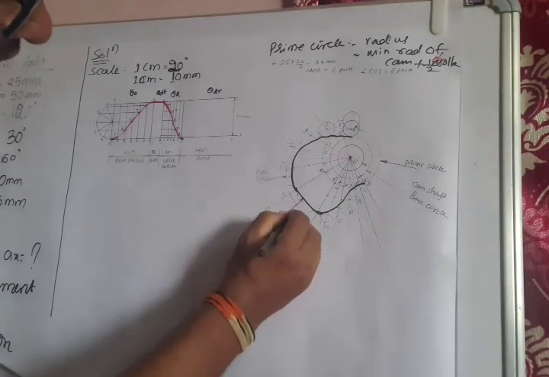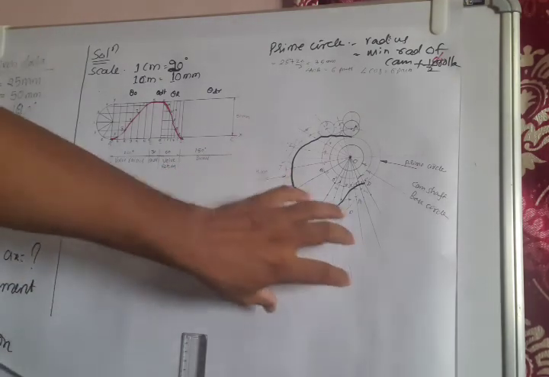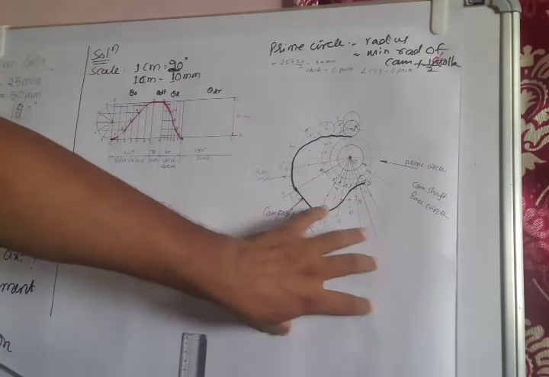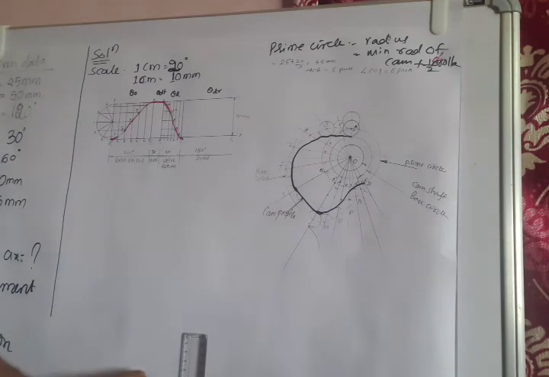Now similarly, you draw for the offset follower. Now next, you draw the velocity diagram as well as acceleration diagram. So you find out what is the acceleration and velocity. You use the formulas to find out the acceleration and velocity.